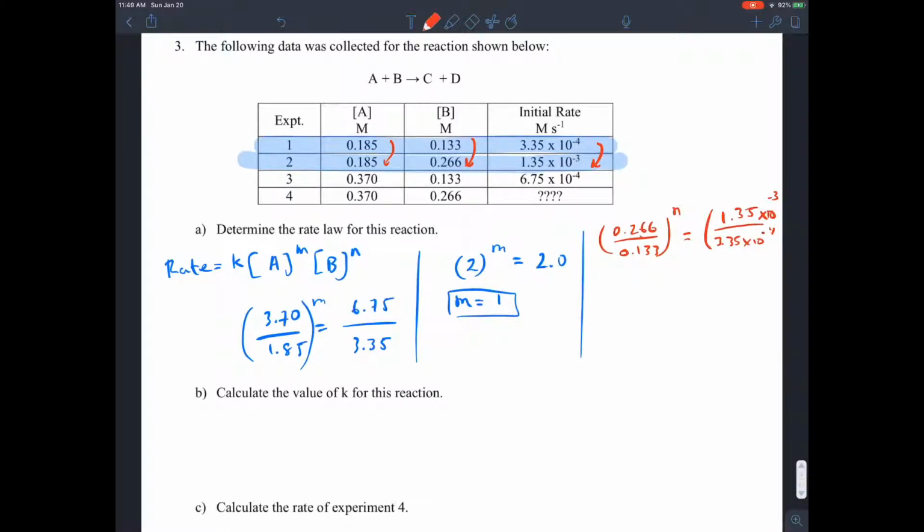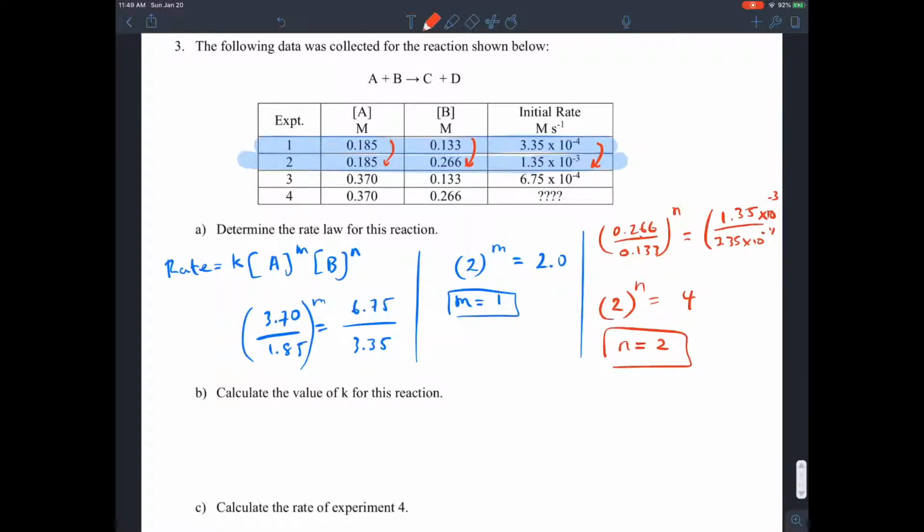So 0.266 over 0.133, that's just going to be 2 to the n is equal to my ratio here. That's going to be 1.35 times 10 to the negative 3 over 3.35 times 10 to the negative 4. And the answer I get there is 4. So to what exponent does 2 need to be raised to give me 4? So n must be equal to 2 in this case. So I have my M and I have my N.